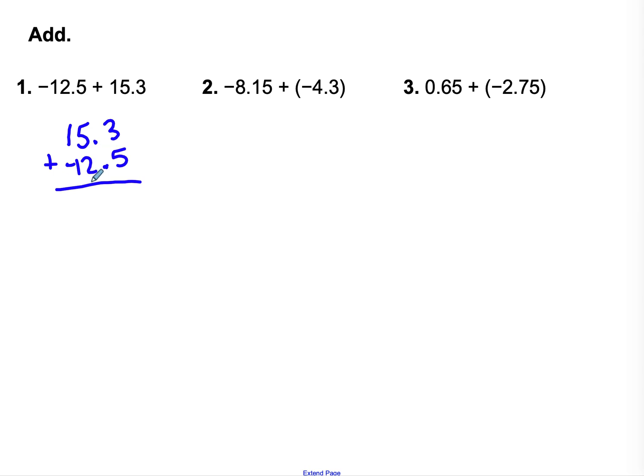Okay, different signs, find the difference. I'm going to need to do some borrowing here. So I'm going to borrow from the 5. I'm going to make that a 4 and change that 3 into 13. 13 minus 5 is 8. Bring down that decimal point. 4 minus 2 is 2. 1 minus 1 is 0.